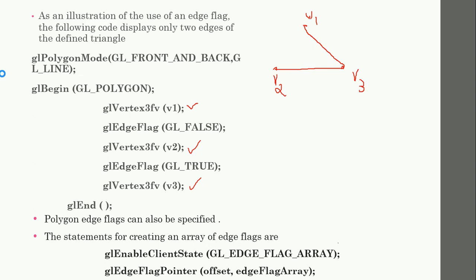How to write the program if you are writing an array of edge flags? Then you have to write some more code, that is glEnableClientState GL_EDGE_FLAG_ARRAY, and then again you have to set the pointer as glEdgeFlagPointer offset comma edge flag array. So this is when you are using edge flags as an array. Only if you are going to use an array, then you will be using this.